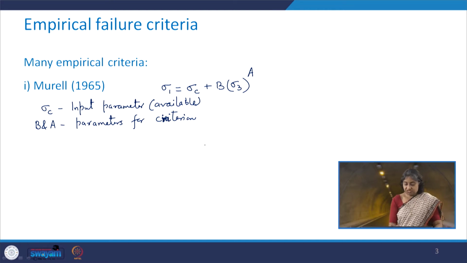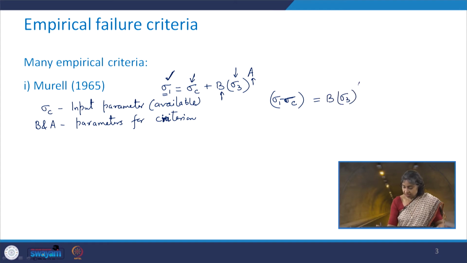Now, the question comes: this sigma 3 is known to me, and if we know b and a, I will be able to get the strength in the form of sigma 1. So, how do we get this b and a? There comes the regression analysis. Either you can do it mathematically or you can do it graphically. How can it be done? Let us see. We can write sigma 1 minus sigma c equal to b into sigma 3 to the power a.